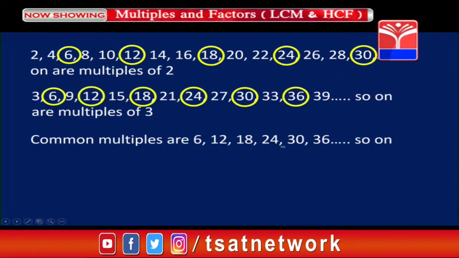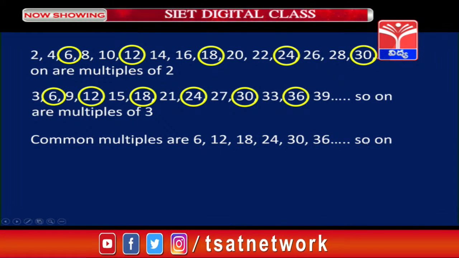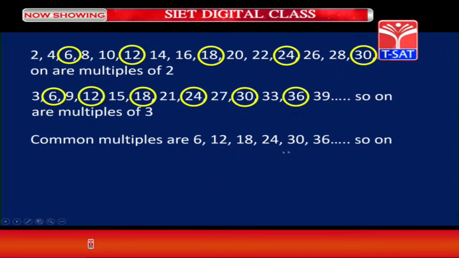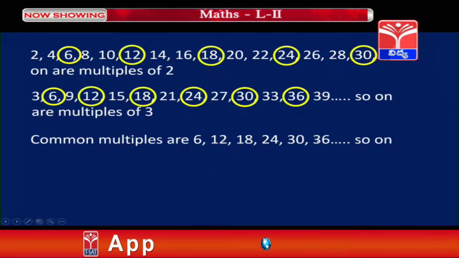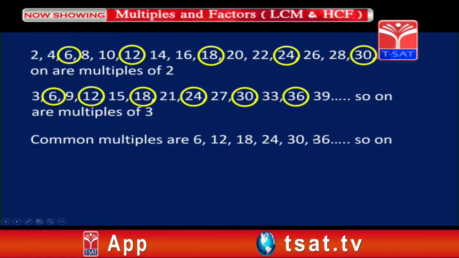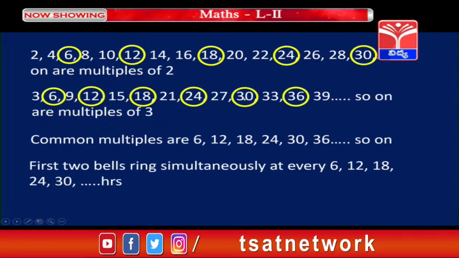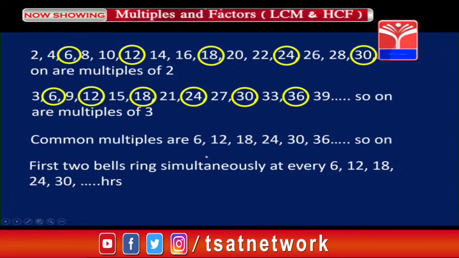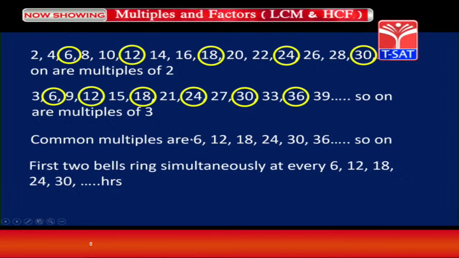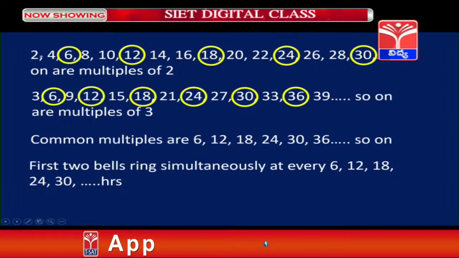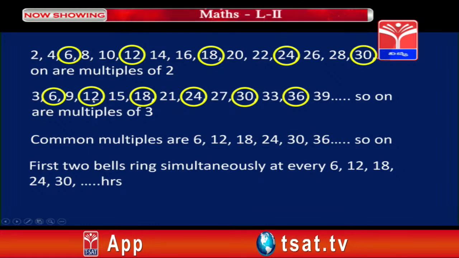Now you can write these common multiples continuously. Among all those, can you write the next common multiple? How much should we add to this 36? First one is 6, second one is 12. Like that you write common multiples of 2 and 3. The first two bells ring simultaneously at these hours. So one started at 2 hours, 4 hours, 6 hours, and the other started at 3 hours and continuously 6 hours, 9 hours, 12 hours.